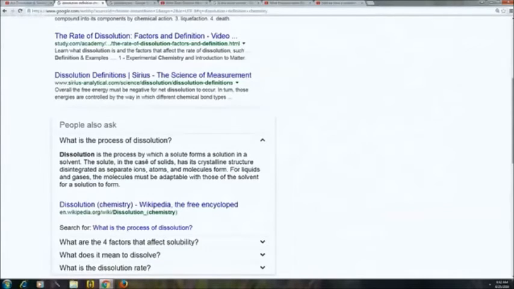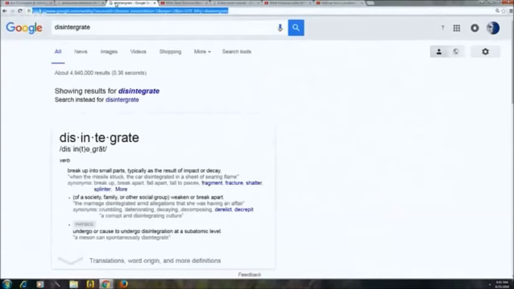Well, what did that just say right there? The solute, in the case of solids, has its crystalline structure disintegrated as separate ions. What does disintegrated mean? Disintegrated means something that breaks up into small parts. Now, we know that this is exactly what happens when something is soluble. The process that something soluble undergoes is that it breaks up into parts.